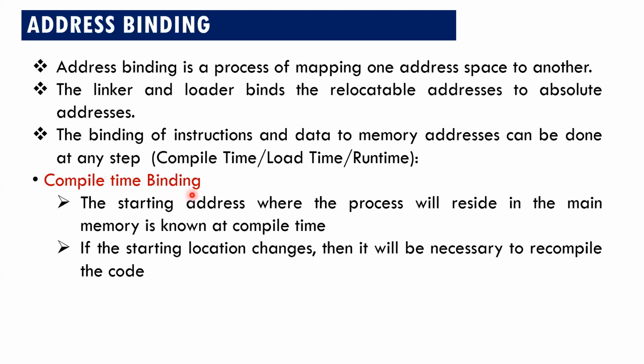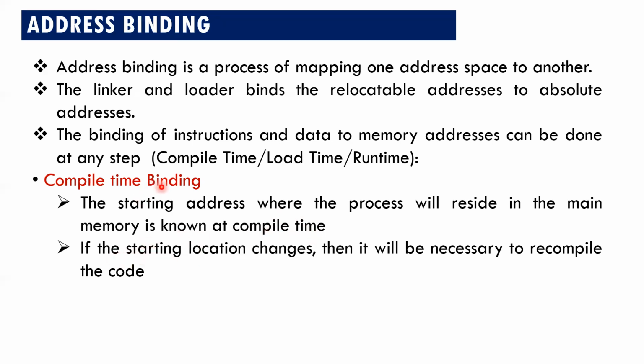So in case of compile time binding, the starting address where the process will reside in the main memory is known at compile time itself. This kind of compile time binding was used in earlier days where there were batch operating systems, in which case only one program will be executing in the main memory at any given point of time. So in such a case, the starting address where the program will be loaded is known during the compile time itself.